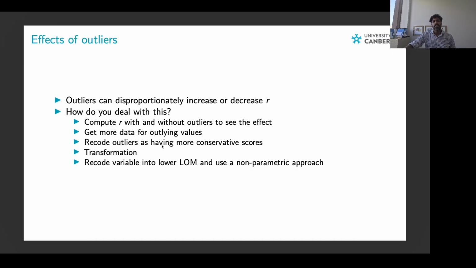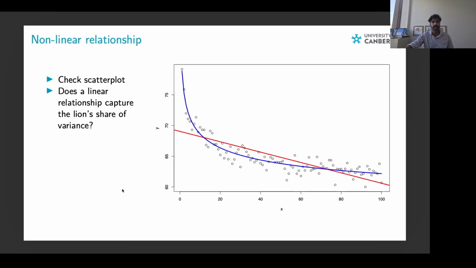But typically, what I most commonly see is that each of these approaches has merit in different situations and circumstances, which is why I want to highlight them all. But often you compute the correlation with and without the outliers to see whether there are differences, or really to quantify what the influence is of those outliers.